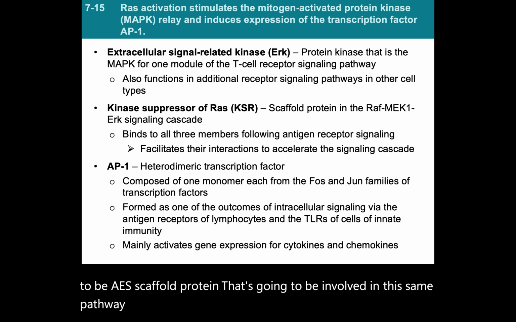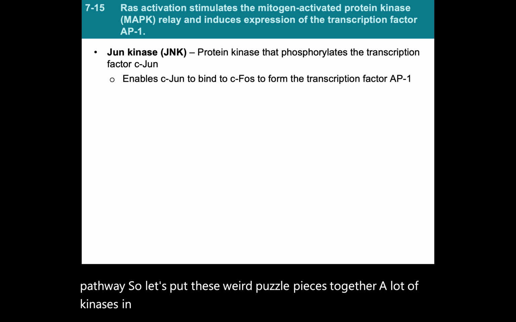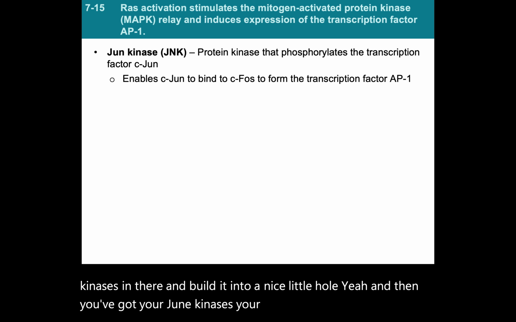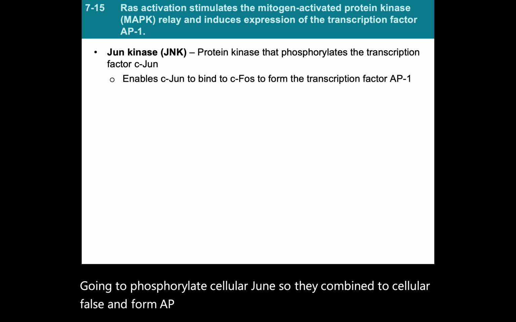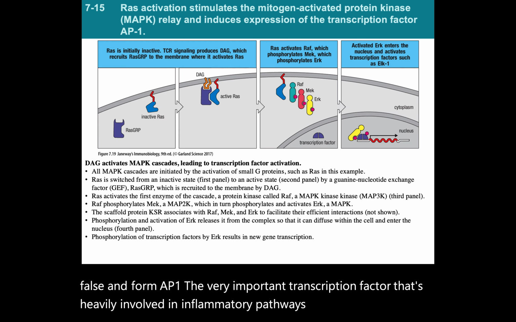So let's put these weird puzzle pieces together, a lot of kinases in there, and build it into a nice little whole. Oh yeah, and then you've got your Jun kinases, your JNK proteins, which are going to phosphorylate cellular Jun, so it combines with cellular FOS and forms AP1, the very important transcription factor that's heavily involved in inflammatory pathways and cell activation.